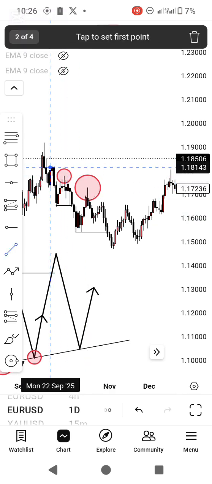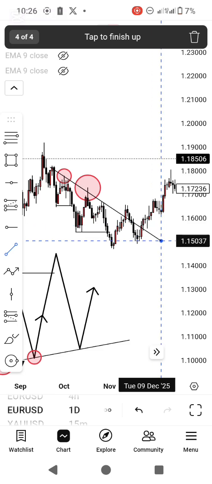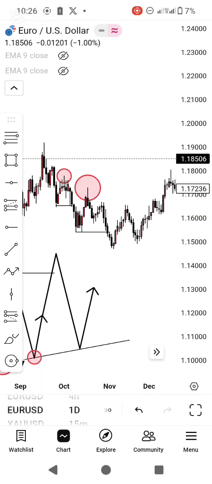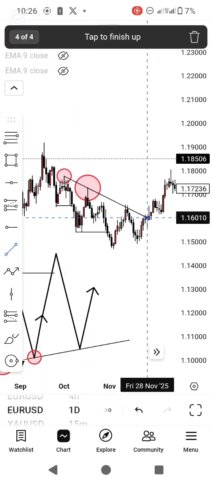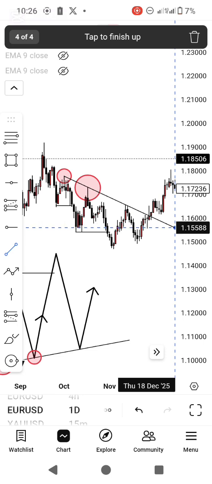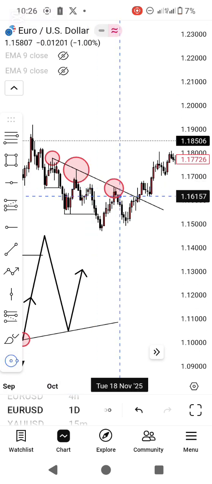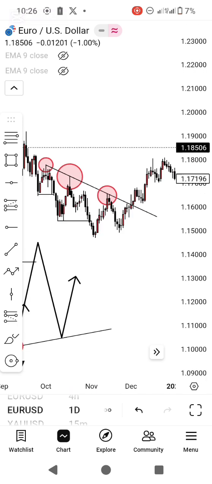You can draw from the body, but for me, it's not so accurate. So what I rather do is to draw from the wicks, that is the highest point of the candlestick or the lowest point of the candlestick, and stretch it out. So now you can see we had the third touch point here, and price sold off from there. Literally, it sold off.